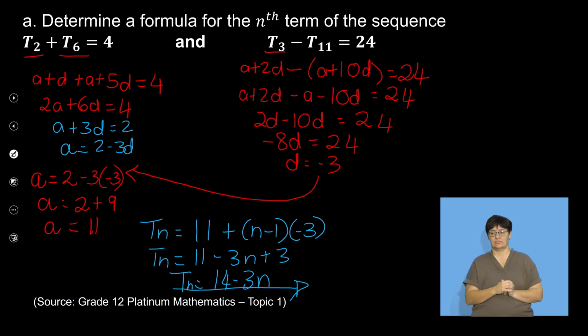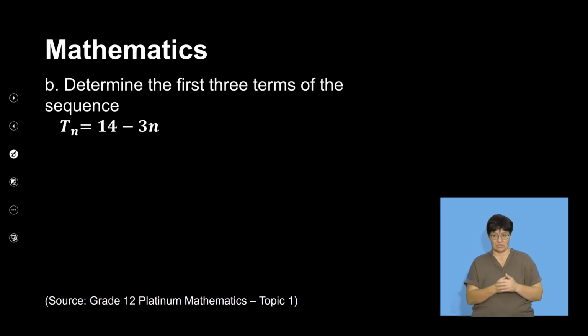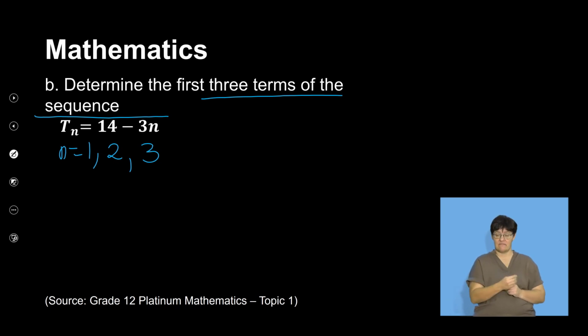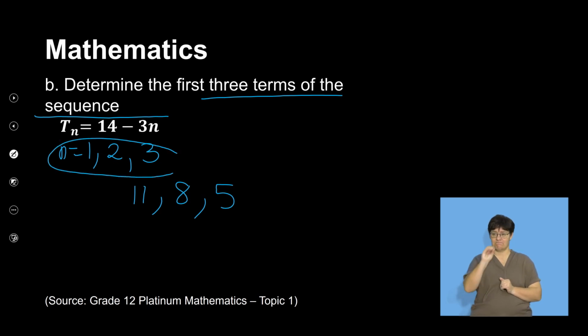Let's look at the next question. We now need to determine the first 3 terms of the sequence. That's found by substituting in n is equal to 1, 2, and 3. I'm going to see that the first 3 terms are 11, 8, and 5. If you substitute in n is equal to 1, 2, 3, I don't have time to show you all the algebra, but you'll see that the first three terms of the sequence are 11, 8, and 5.